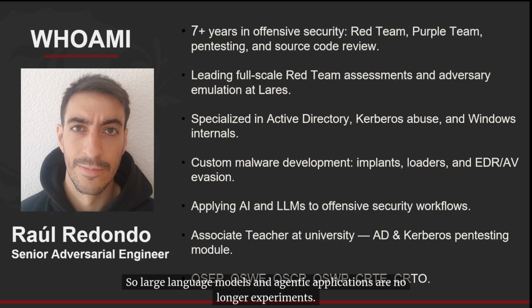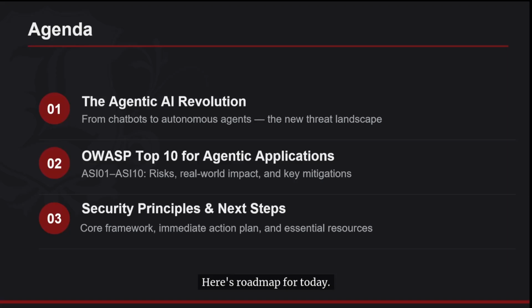So large language models and agentic applications are no longer experiments. They are now used in critical systems by our clients. Here's our roadmap for today. First, what makes an agentic AI different? Why we need a new Top 10. Then the 10 risks, each one with a real case and how to fix it. And finally, security and a plan for your company.